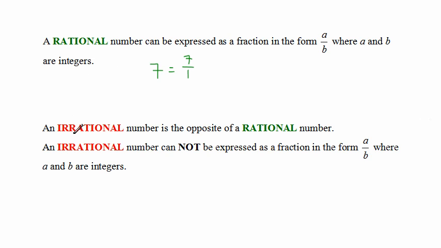Okay, now an irrational number, however, is simply the opposite of a rational number. What this means is that it cannot be expressed as a fraction where both the numerator and denominator are integers. Now, I'll show an example of this as well as many more towards the end of the video, but for now let's look at some more examples of rational numbers.